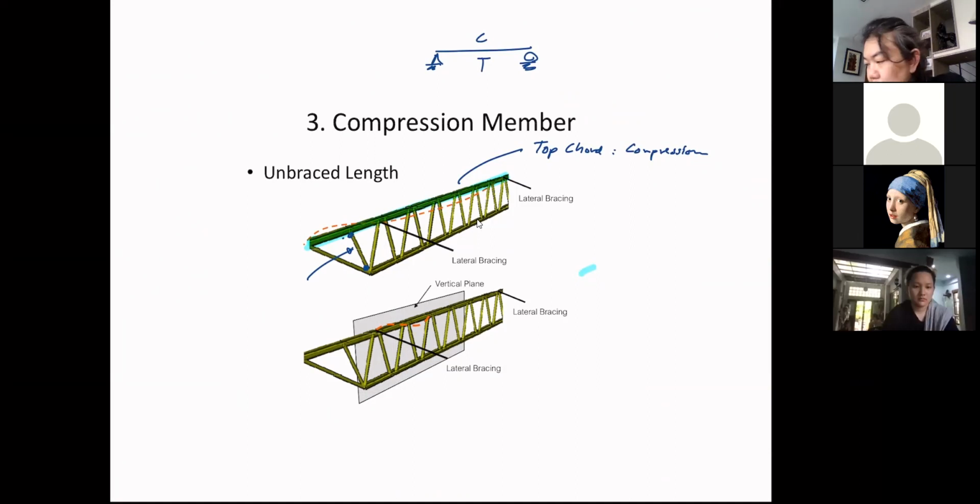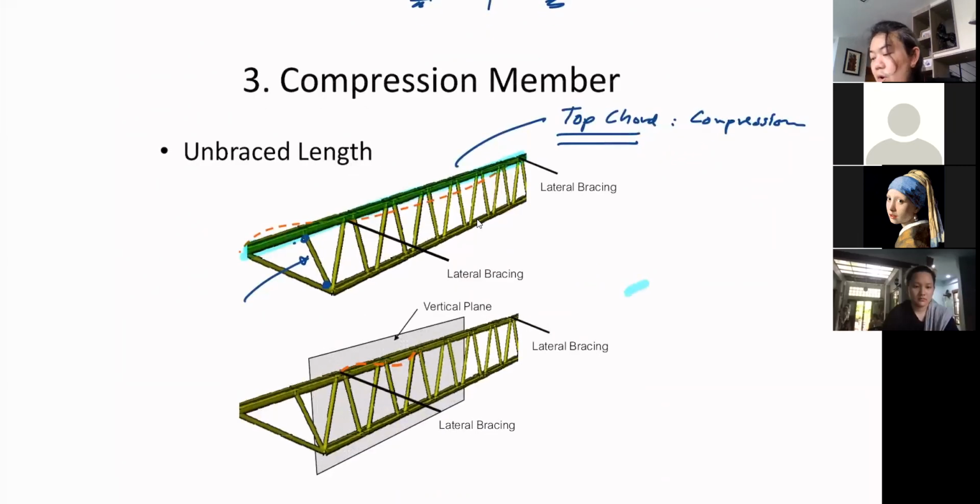Very simple. But when you consider this top chord, now this top chord will buckle in 2 directions as well. One is the buckling that will move your member in and out of the plane. This you will see from top view. Another is the left-right movement. Another is up and down movement when buckling occurs.